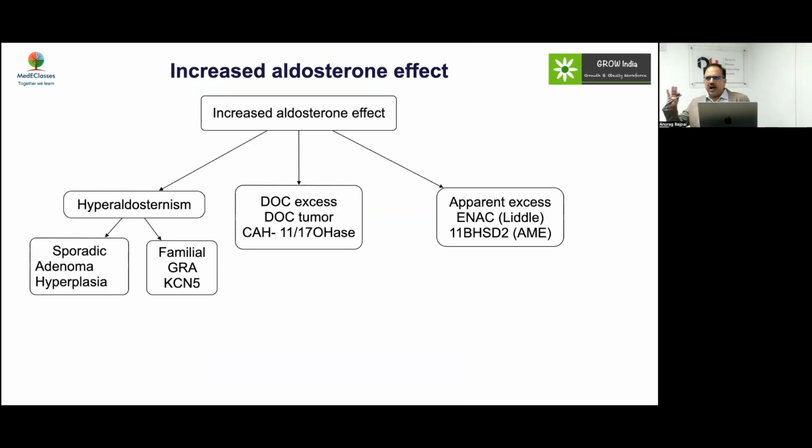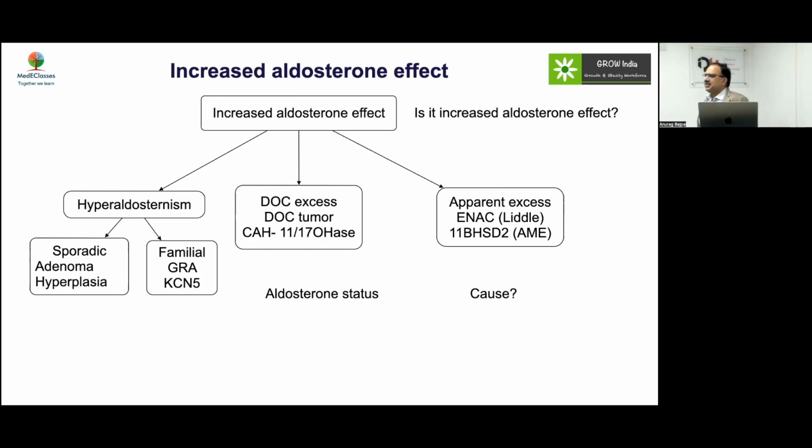So now in this background of the overall approach for these causes, the questions are, is it really an increased aldosterone effect? If it is an increased aldosterone effect, is it because of an aldosterone excess or an apparent excess? And finally, what is the cause?